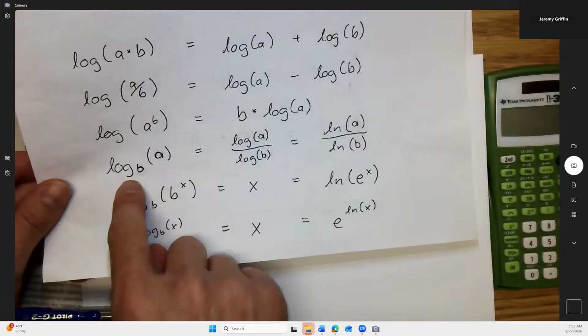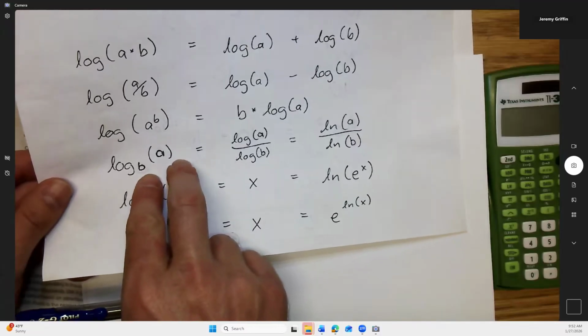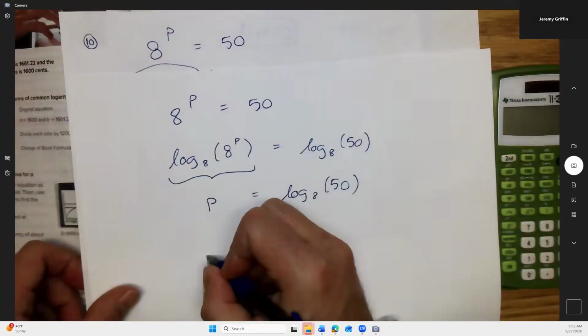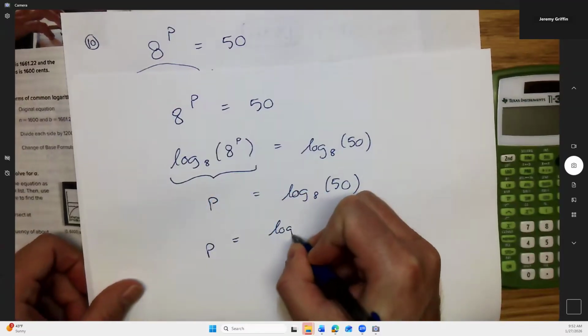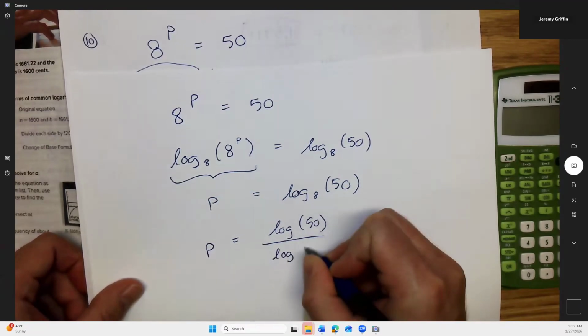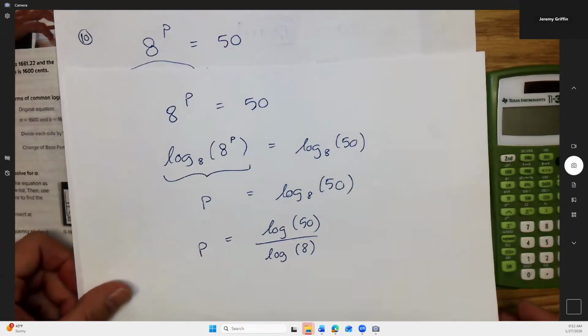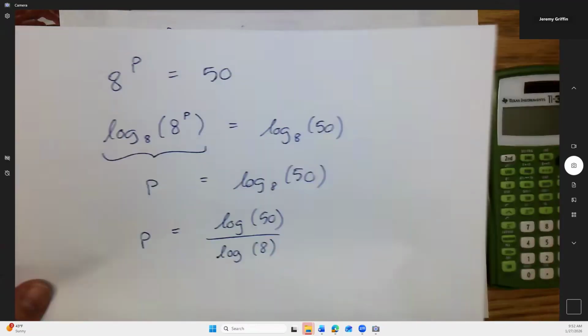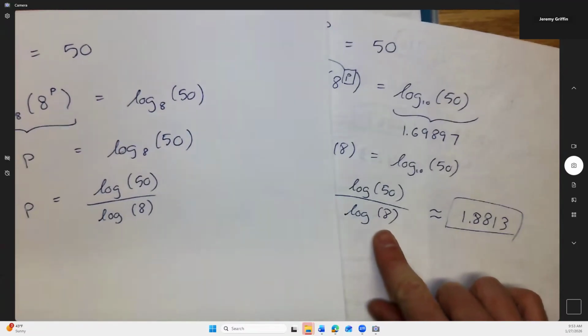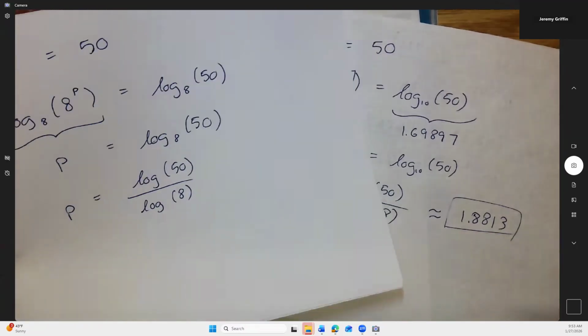This one right here? You guys remember this? Yeah. So P could also be log base 10, for example, of 50 over log of the same base 10 of 8. That could be that. Hey, that is what we got before. It's the same thing, right? It's a different way to get there.